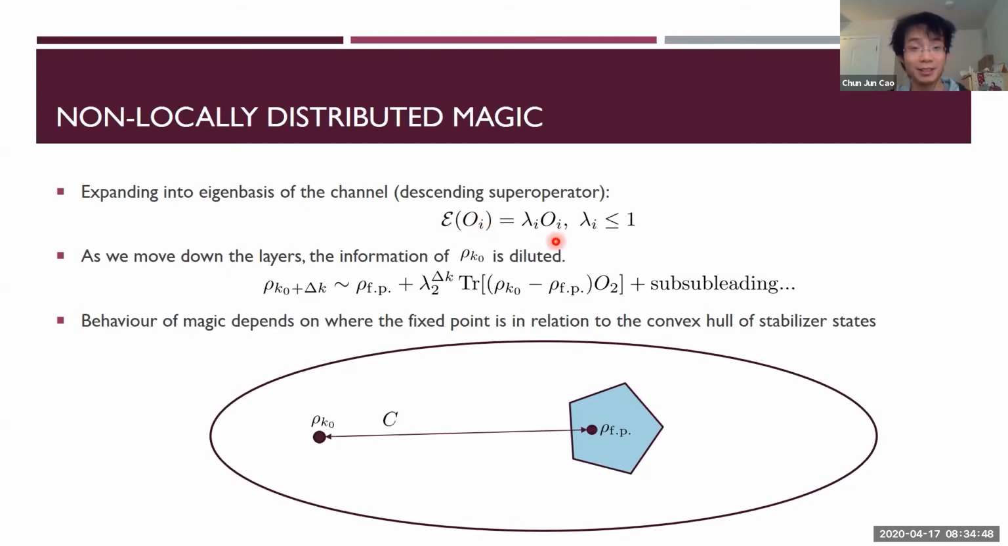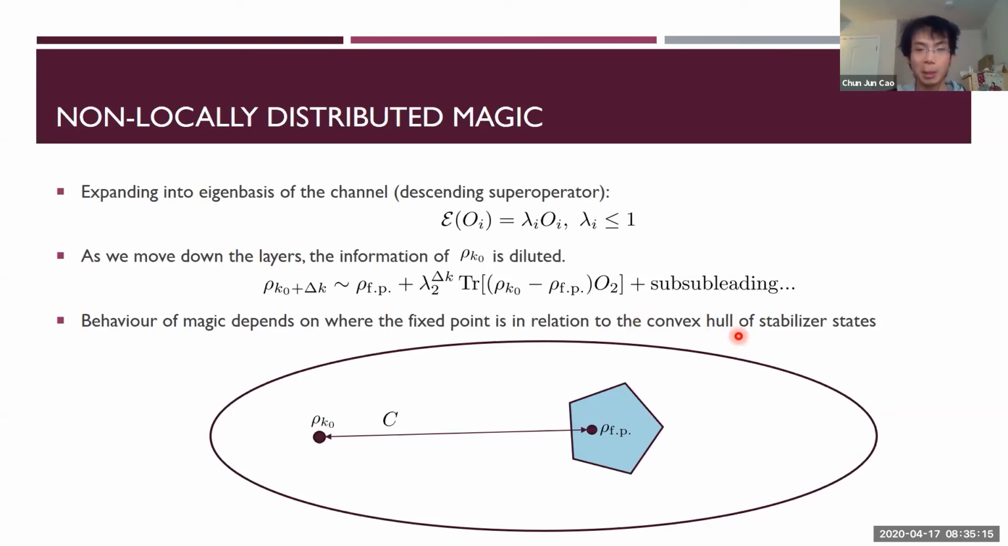You can look at the eigenoperators of this quantum channel. So they have a set of eigenvalues. The one with the dominant eigenvalue is going to be the one that's left over in the large layer limit, right? So that's going to be the fixed point. But there are subdominant eigenvalues. Let's call it lambda 2, right? So this is the one that's going to decay over a number of layers.